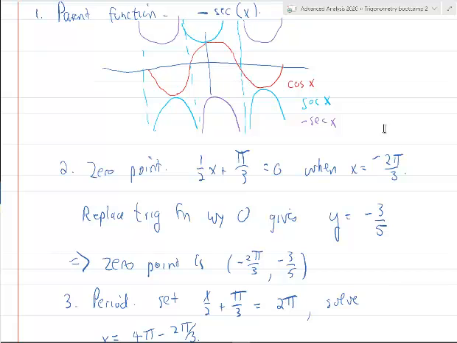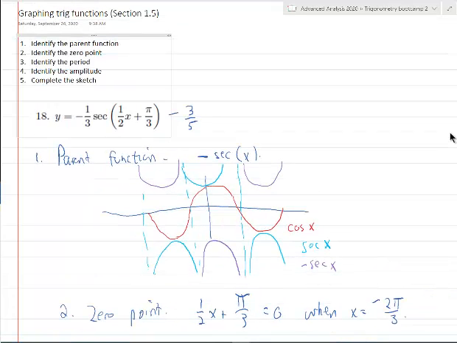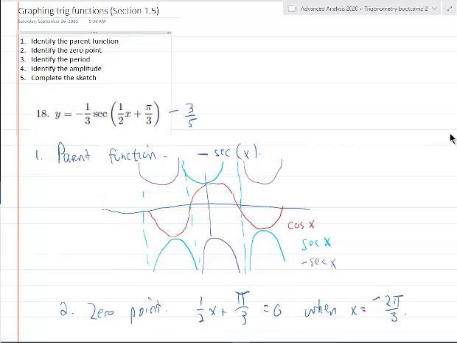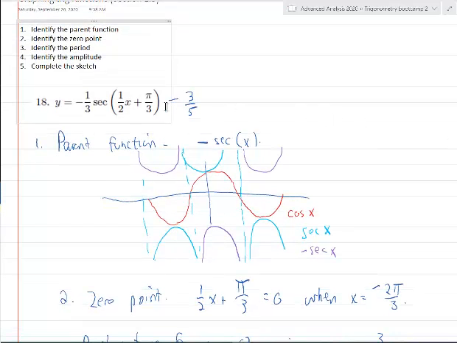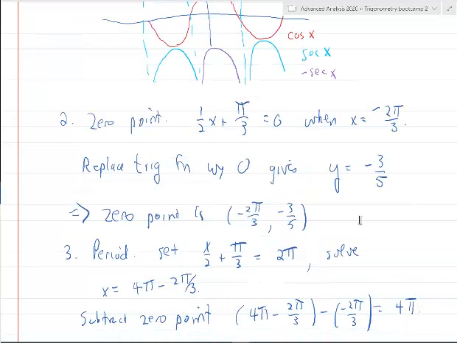All right, so my next step was find the period. What is period? Period has something to do with 2 pi. So I can do something similar to what I did with the 0 point. With the 0 point, I set the argument of the trig function equal to 0. Now, if I want to find the period, I put what's inside the trig function and set that equal to 2 pi. So I'll do that here. I set x over 2 plus pi over 3, which is what's inside the trig function, equal to 2 pi and I solve.